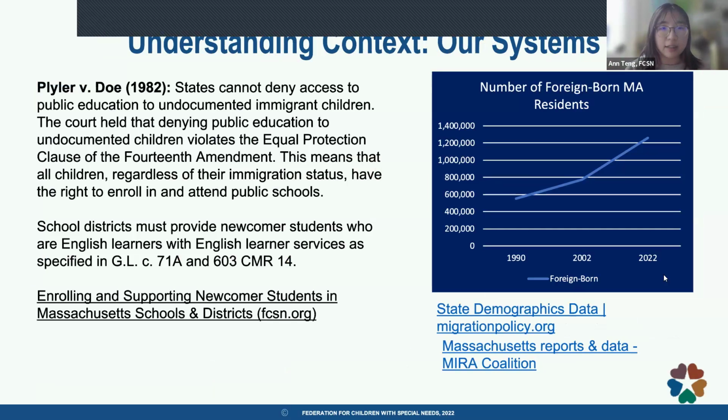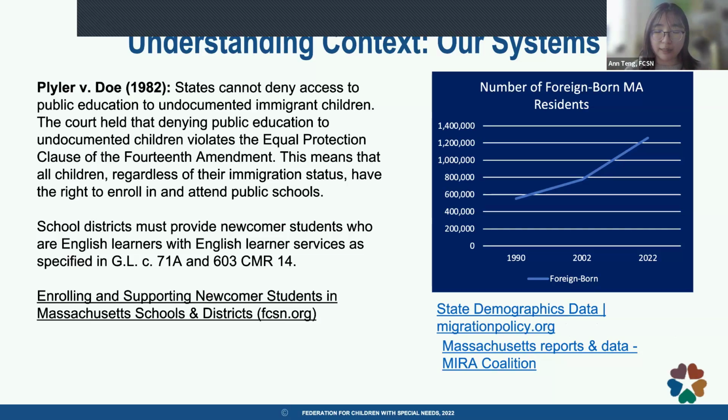Next, we talked a little bit about systems. We began with introducing Plyler v. Doe of 1982. On the slide, you will see a load of text on the left about Plyler v. Doe, as well as a chart to the right about the number of foreign-born Massachusetts residents. All of this information is pretty critical to understanding the role that public schools and educational systems in general play within this community and context of supporting newcomer families into the fold.